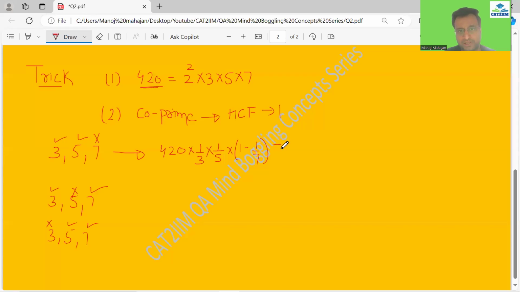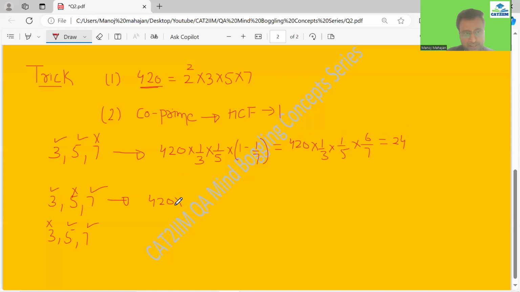So let's calculate this over here. 420 into 1 by 3 into 1 by 5 into 6 by 7. Finally, if I calculate this, this will give me 24. So 24 numbers are in the range from 1 to 420 divisible by both 3 and 5, but not by 7. Let's quickly do the other case out here.